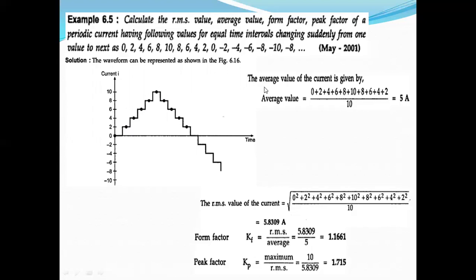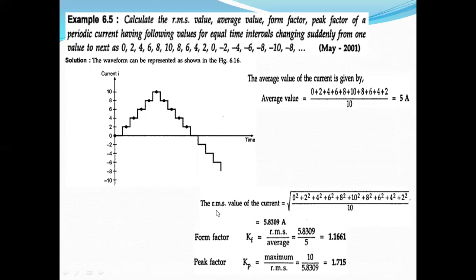First we will find the average value of the current, which is the average of all the values: 0 plus 2 plus 4 plus 6 plus 8 and so on, upon 10, over a half cycle. These are the 10 values: 1, 2, 3, 4, 5, 6, 7, 8, 9, and 10. So over a half cycle, the average value is 5 ampere. We never calculate the average value for a complete cycle, because for a complete cycle the average value is 0, with a positive half cycle and a negative half cycle. The average value is only calculated for a half cycle, and the average value for this example is 5 ampere.